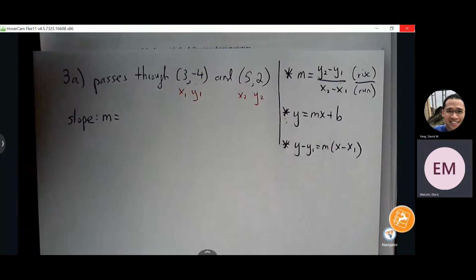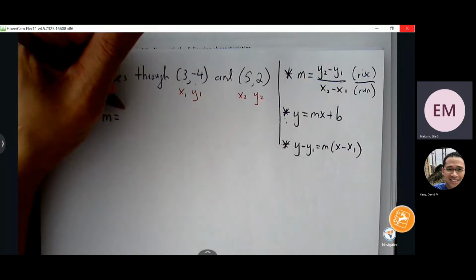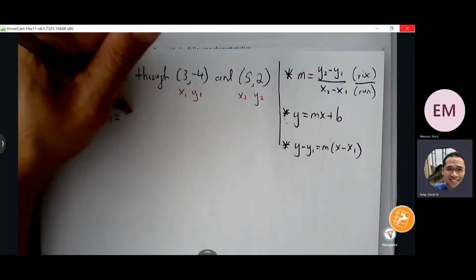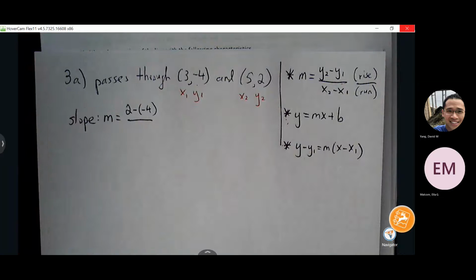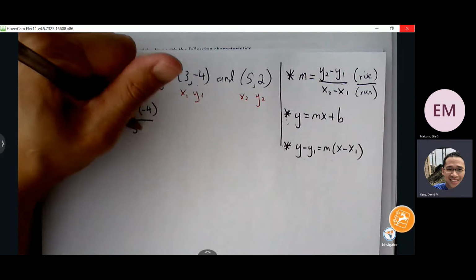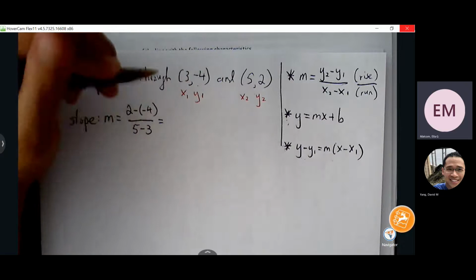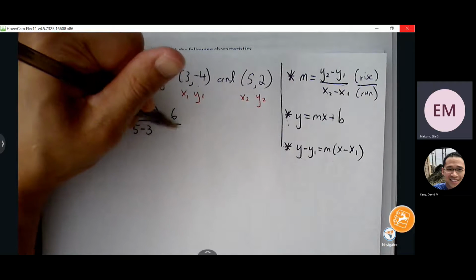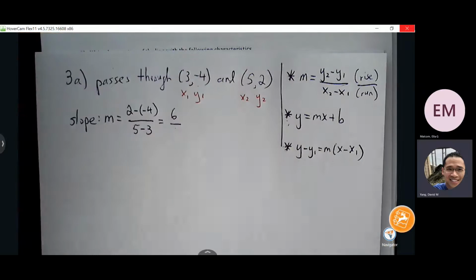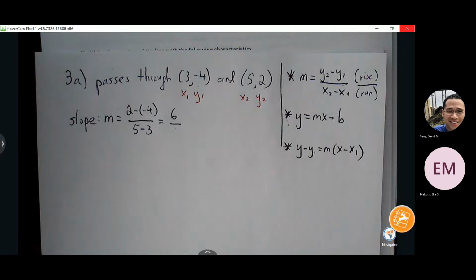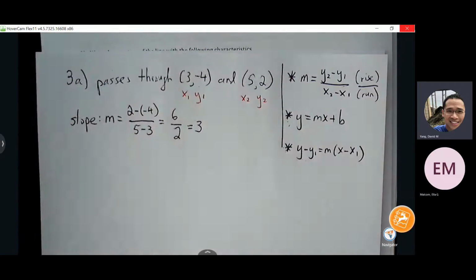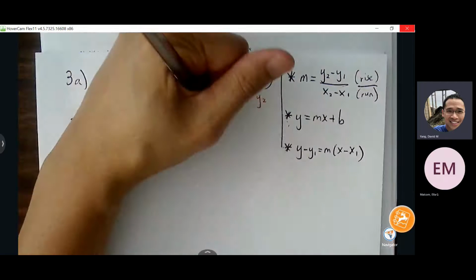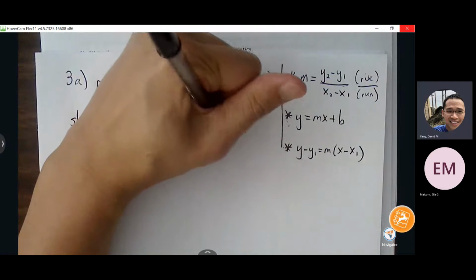So 2 minus 4, or we 2 plus 4. Yeah, that's right. 2 minus -4, which is 2 plus 4. And then 5 minus 3. So m equals 6 over 3, which is 2. Oh, 2, which is 3. Okay, the slope, we can just set that off to the side.